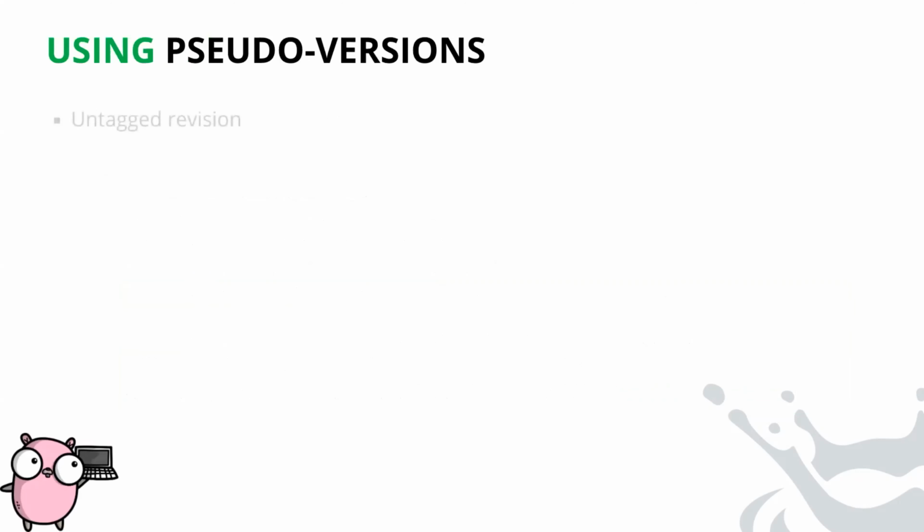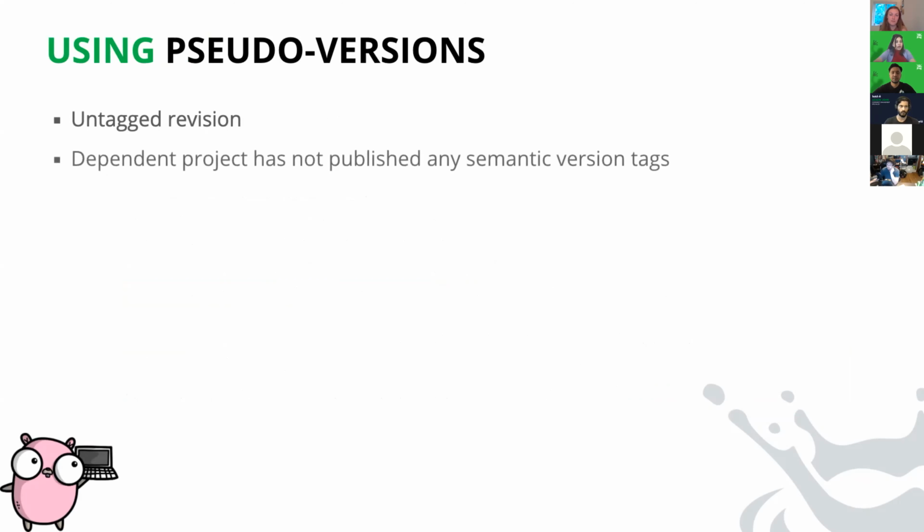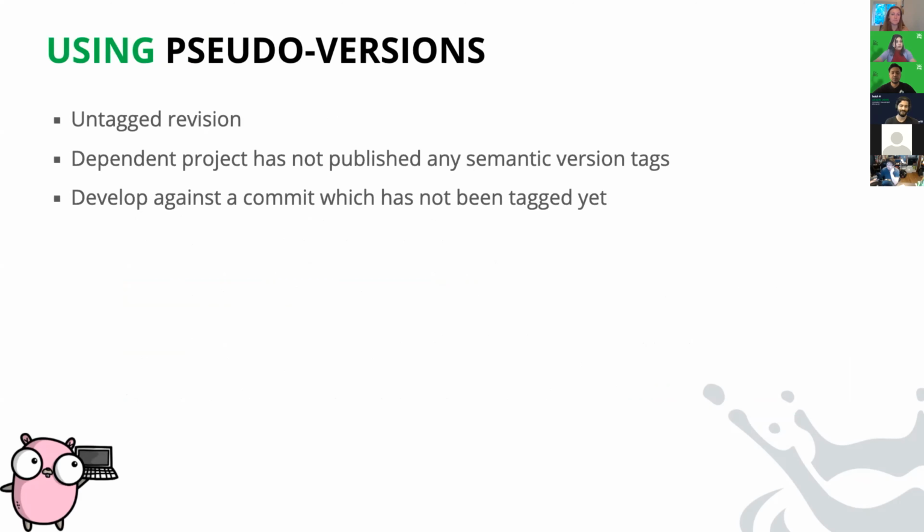So pseudo versions are usually for untagged revisions, as I already told. Why do we actually need pseudo versions? Sometimes our project depends on some project which has not published any semver tags, or you have to develop against a commit which has not been tagged yet. In those particular scenarios, we tend to use pseudo versions.